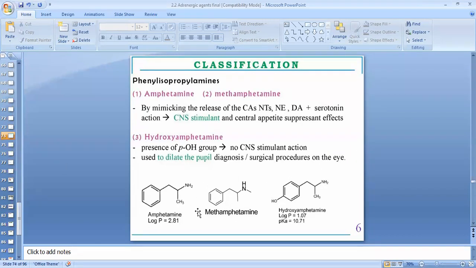So these are the structures, that is amphetamine, methamphetamine and hydroxyamphetamine. In the amphetamine structure, a hydroxyl group is substituted to give hydroxyamphetamine. And in methamphetamine, the amine functional group is substituted with a methyl functional group.